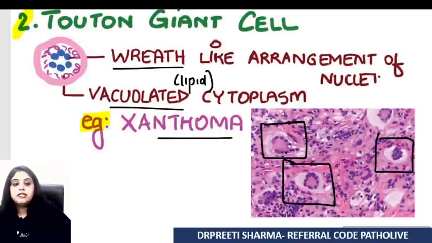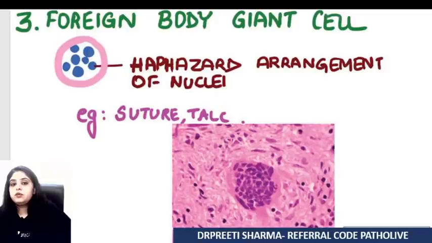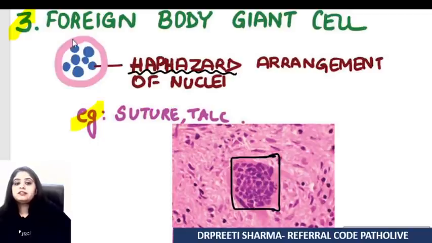Let's move ahead. Coming to the third and the easiest one, which we call the foreign body giant cell. Foreign body, like for example, some suture has been applied or some glove powder, that is talc, has entered. So when any of this happens, the kind of giant cell that your body makes in response is a foreign body giant cell. And how are the nuclei arranged? They are arranged anywhere and everywhere. This is a total haphazard arrangement of nuclei. So when I see haphazard, it's a foreign body giant cell.